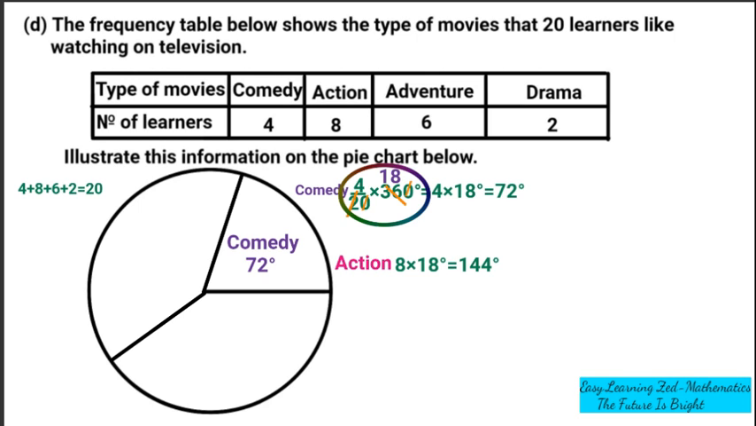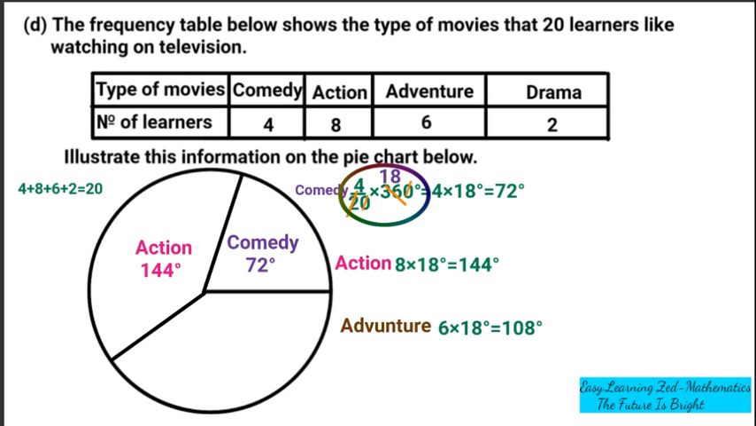Okay, now next I'm going to calculate the degrees for adventure. So I'm going to write adventure there. The number of people that like adventure movies is 6, so we're going to say 6 multiplied by, again, 18. Then I'm going to find the value of 6 multiplied by 18 degrees, which is 108 degrees. So 108 degrees is the value for learners who like adventure movies.